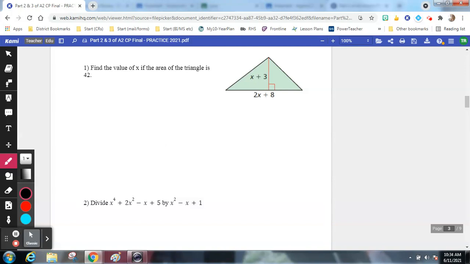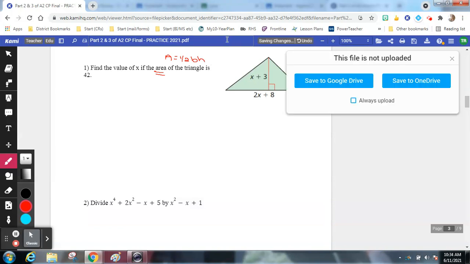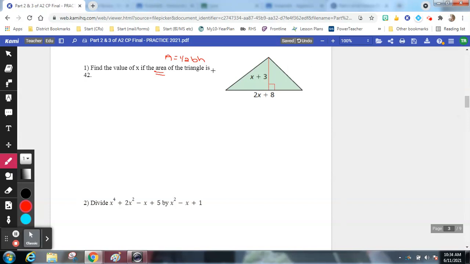Okay, so first off, you have to remember what the area formula for a triangle is, due to the fact that they're telling you you're using the area of a triangle. So area of a triangle is 1/2 base times height. Now on the test, it might be a triangle, it might be a square, it might be a rectangle, it might be a circle. Okay, so you want to know your area formulas. So area of a triangle, 1/2 base times height.